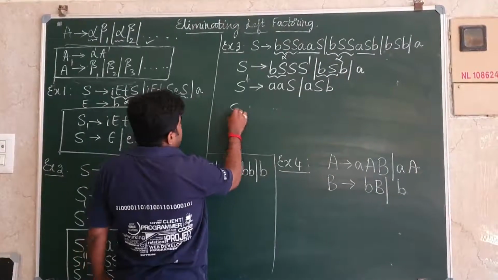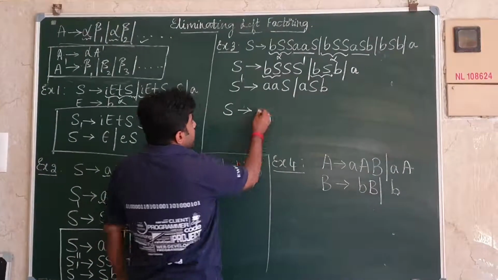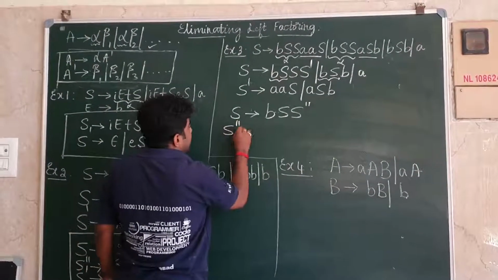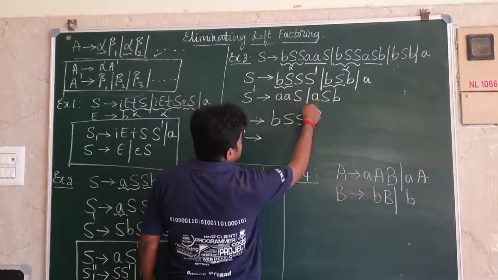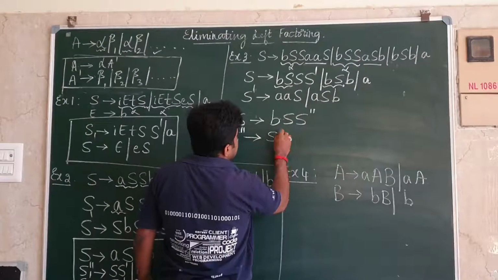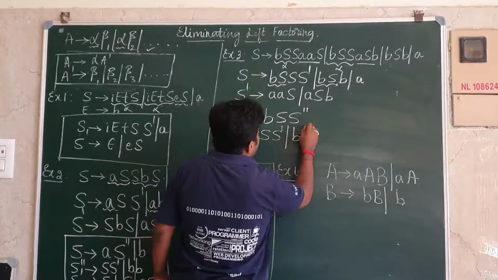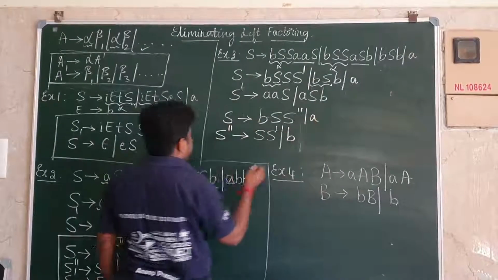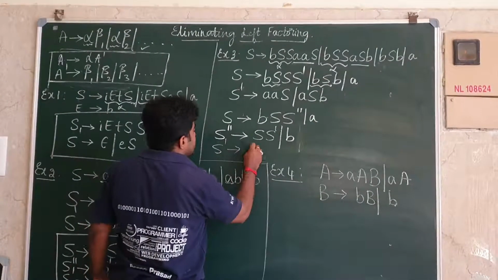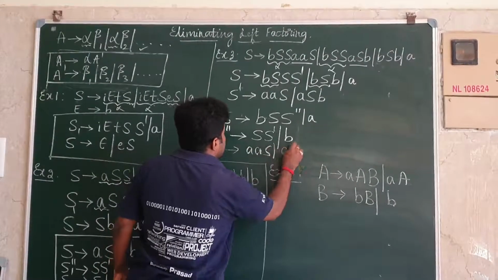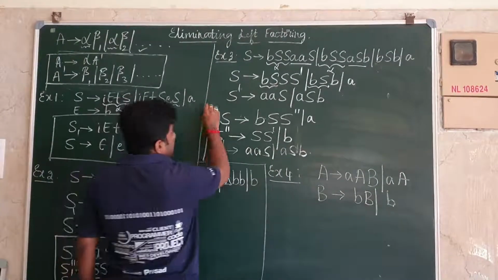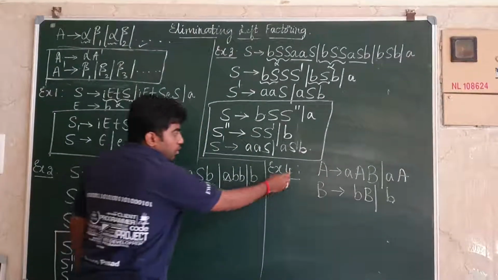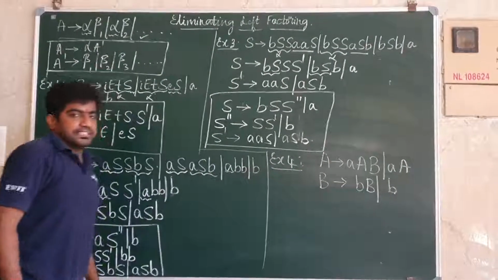So still we have to eliminate. The first production becomes BS; S dash we have already used, so S double dash will be what we have taken. So the remaining is S dash or B or A, where you have to write A here itself. So what will be S dash? S dash, retain it as it is: AAS or ASB. Understood? This is left factoring. So this example you try on your own. If you have any doubts, let me know. Thank you.